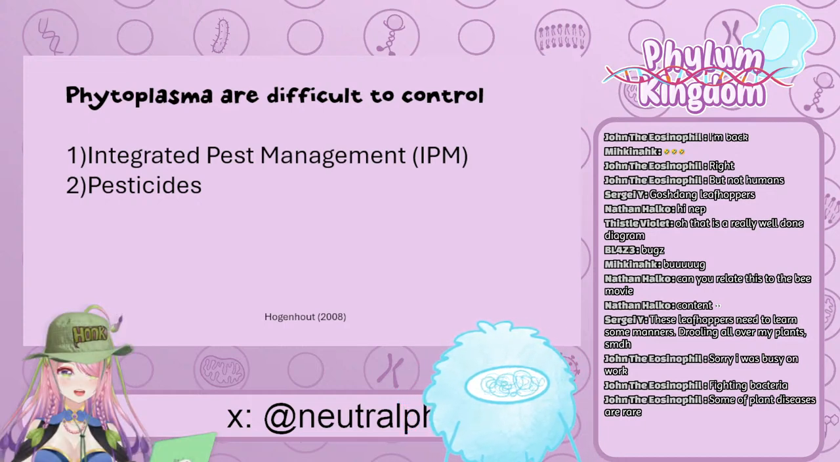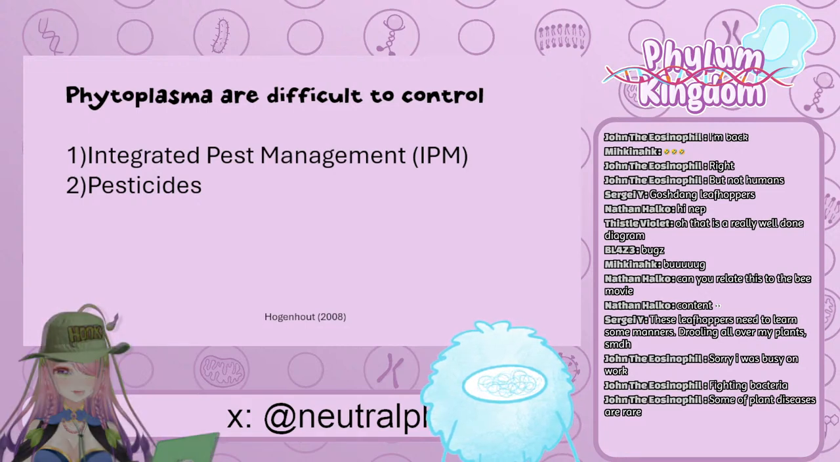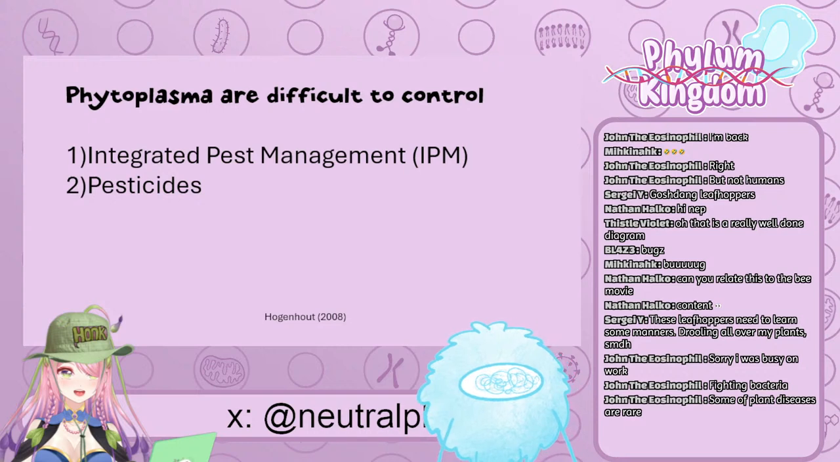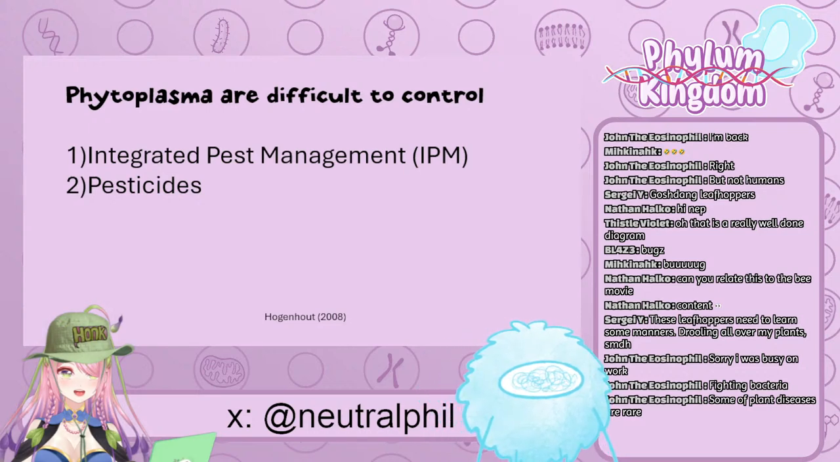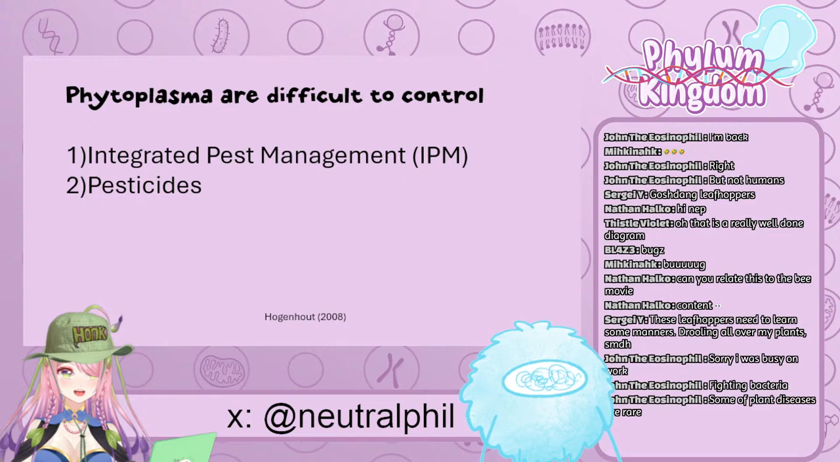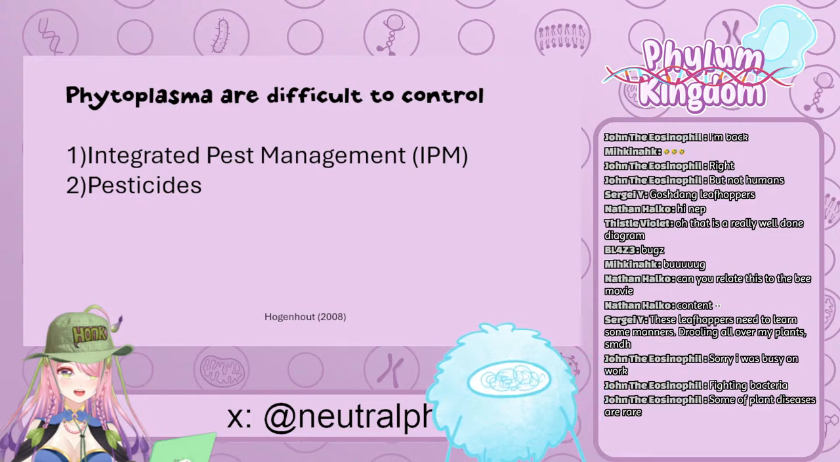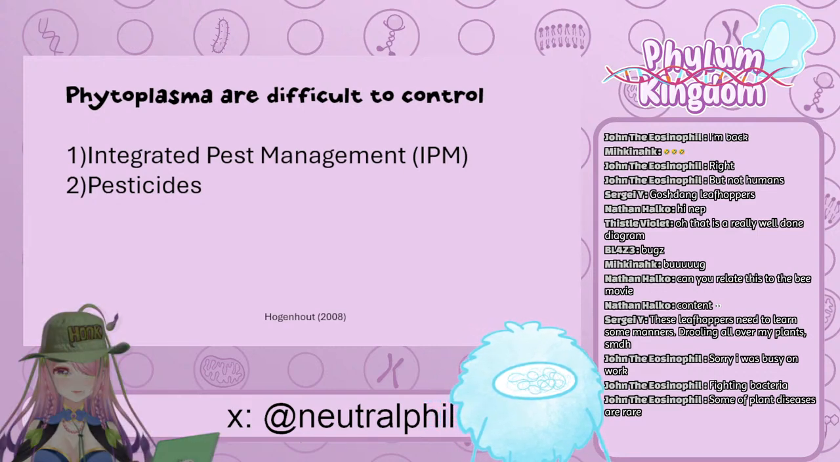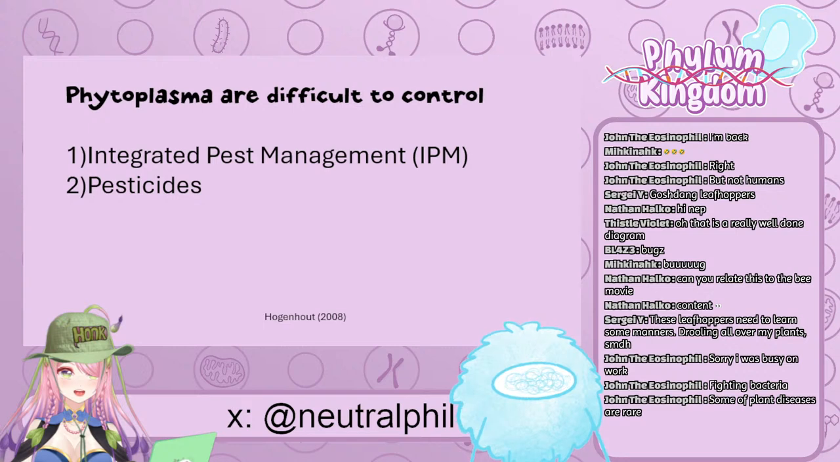Control. Currently, because we really don't understand phytoplasmas, they're very new to scientific research, we don't have things to specifically manage phytoplasmas. There is the increased challenge that phytoplasmas exist intracellularly, meaning they are inside the plant cell. They are not existing between the plant cells. They're inside the plant cell.